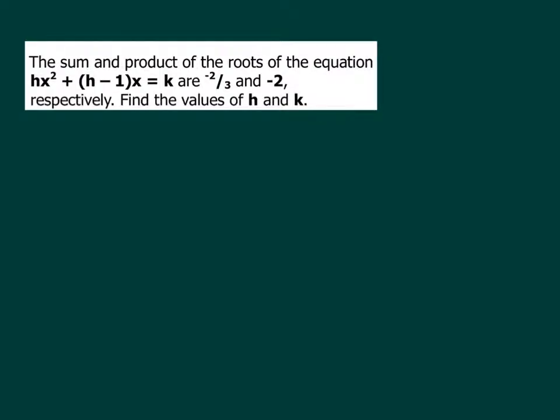Okay, so here we look at the more complicated application of the sum of the roots and the product of the roots of a quadratic equation. It says the sum and the product of the roots of the equation 8x squared plus (h minus 1)x equals k are negative 2 over 3 and negative 2 respectively. So find the values of h and k. So, solution.